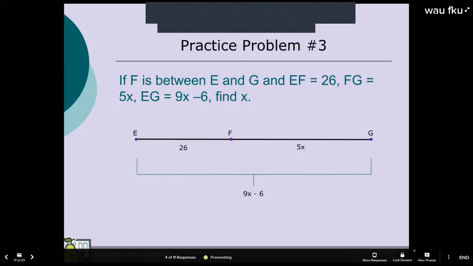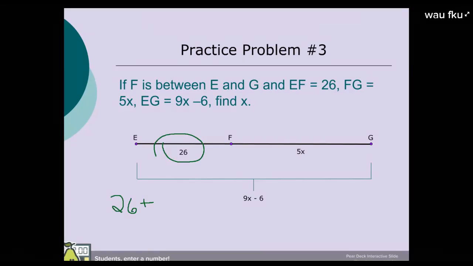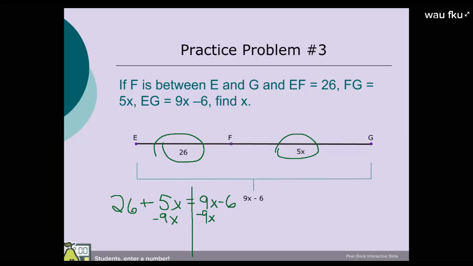All right, so again, we can set it up. It's this piece here, 26, plus this piece, 5x, equals this whole piece, 9x minus 6. All right, so we don't have any like terms, so we're going to move one of the x's. I typically move the one on the right because I have found over the years students prefer x to be on the left side. It doesn't matter which one you move, whatever is good for you.